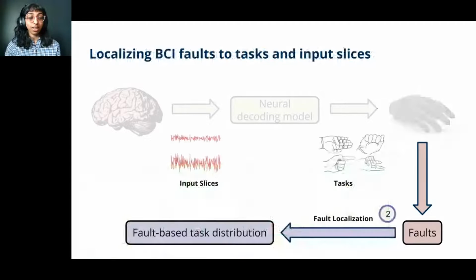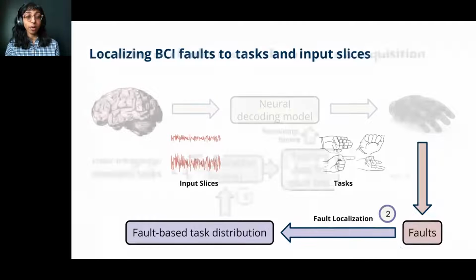Secondly, once faults are detected, fault localization can be used to generate a fault-based task distribution. More specifically, we localize faults to tasks and input slices so that we can understand the co-occurrence of each fault with each task that the BCI can perform.